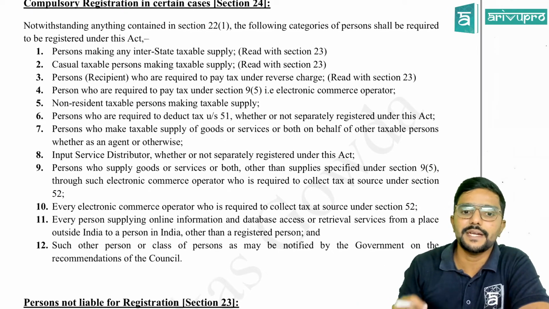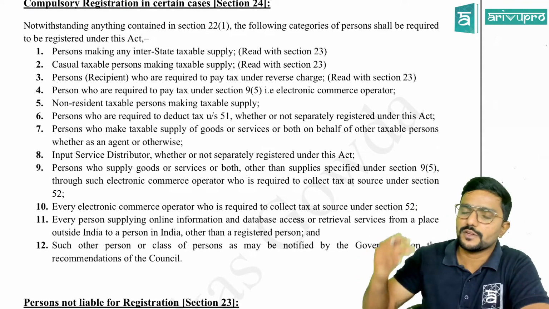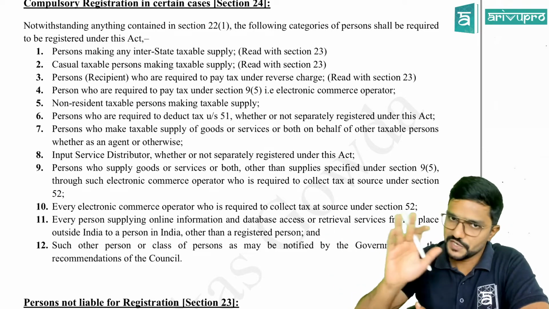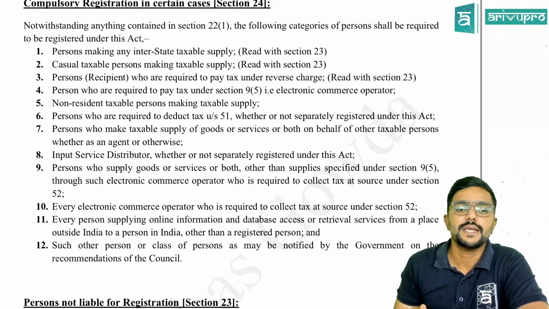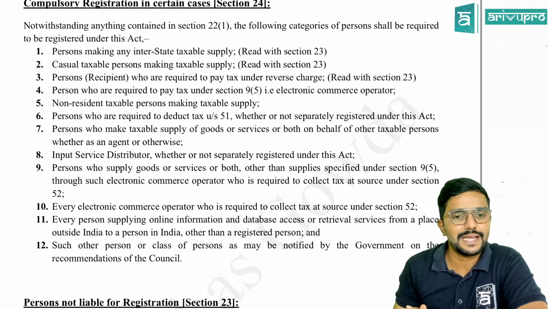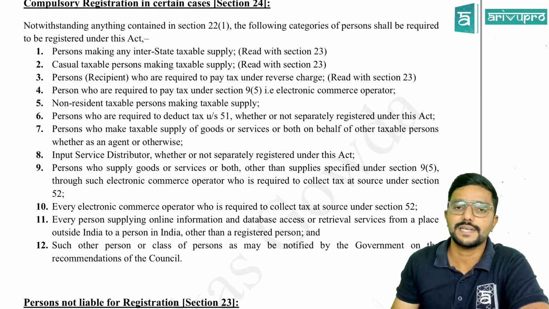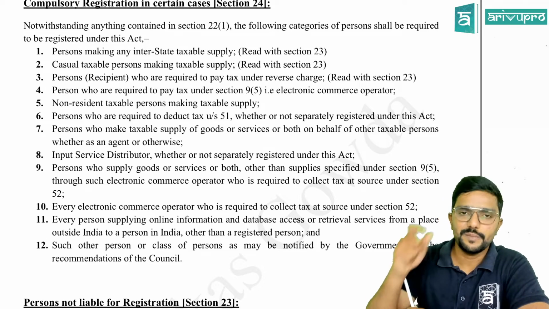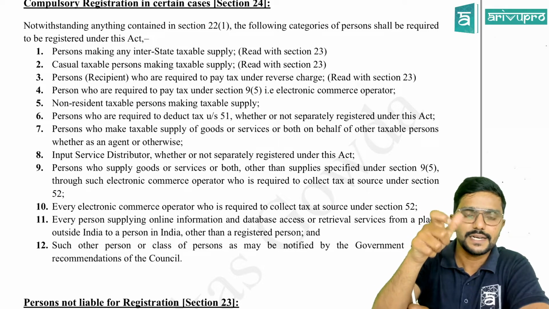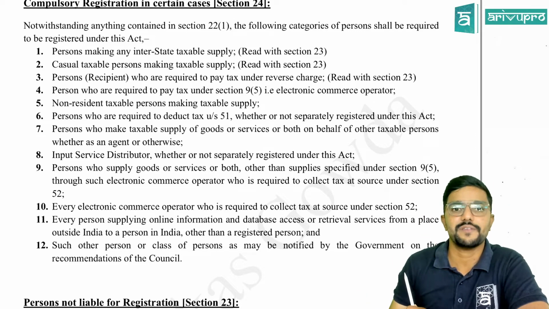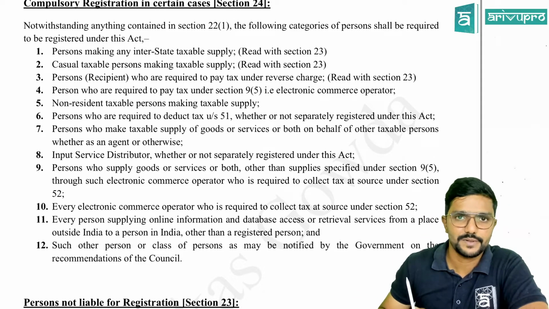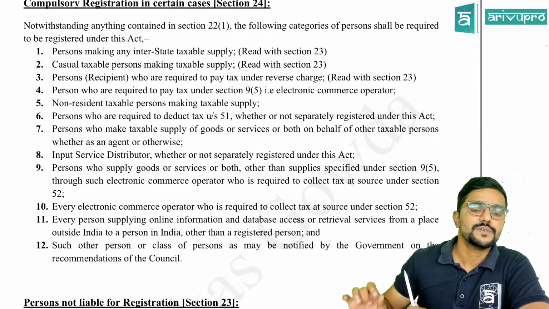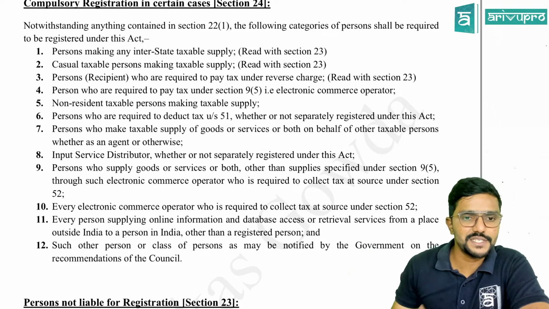Persons making any interstate taxable supply, means if you are supplying anything outside the state, registration is mandatory for you. Then casual taxable person making taxable supply. So casual taxable person, and there is one more person called non-resident taxable person. They are the 2 special category people. So we will be covering them. Who are those exactly? We will be covering it in section 27 of the same chapter, guys. Clear? Yes. So casual taxable person should always get registration.